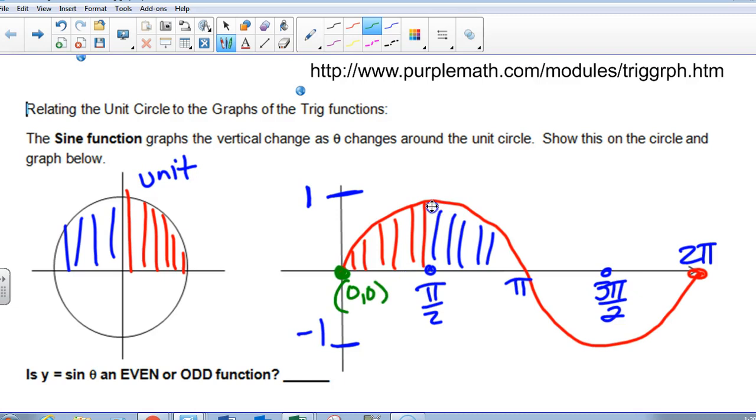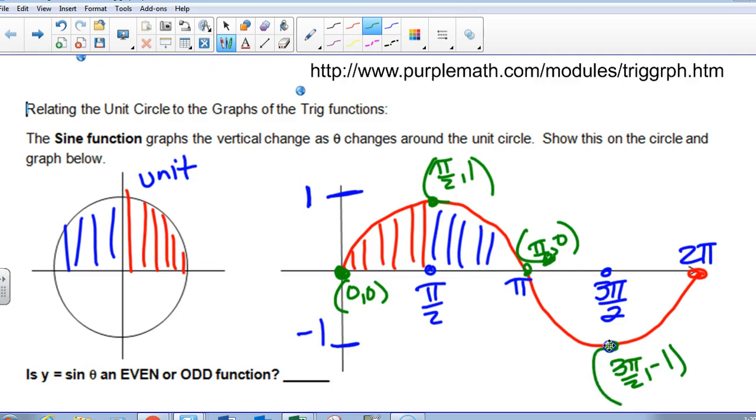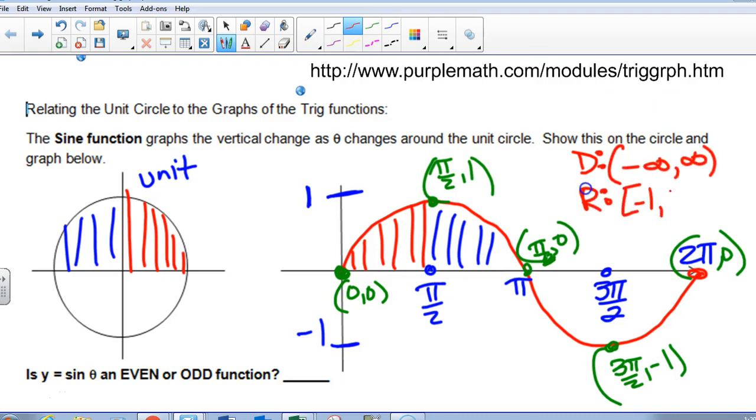Anybody? 0, 0. What's this one? Pi, 0. Whoops. Pi comma 0. I don't know what that says. 3 pi over 2, negative 1. And 2 pi, 0. All right. Domain and range. I drew 0 to 2 pi as the domain. But the actual y equals sine x keeps going, right? So therefore, the domain is infinity, and the range is negative 1 to 1 inclusive, unless there's an amplitude change, right?